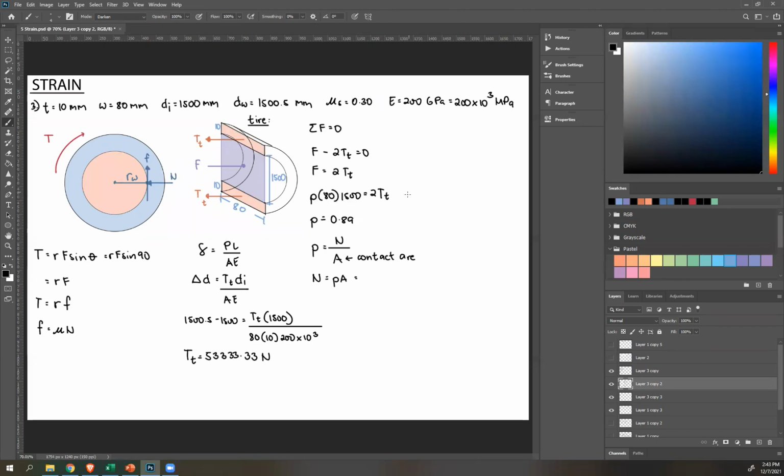P is 0.89. Unit of this, by the way, is MPa, because this is all in Newton and millimeters. So just sub that here, P. Now the question is, what's this contact area? Right? Contact area between your tire and the wheel. So please try to imagine how that looks like. So let me draw a 3D of the wheel, right? A very rough sketch.